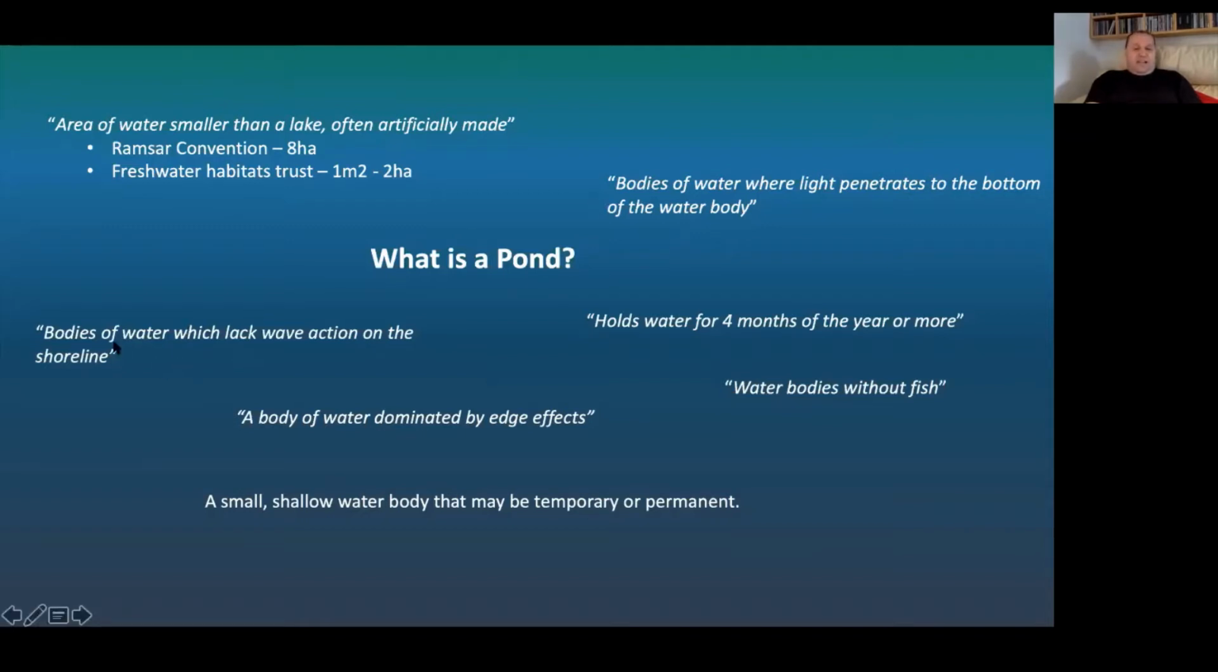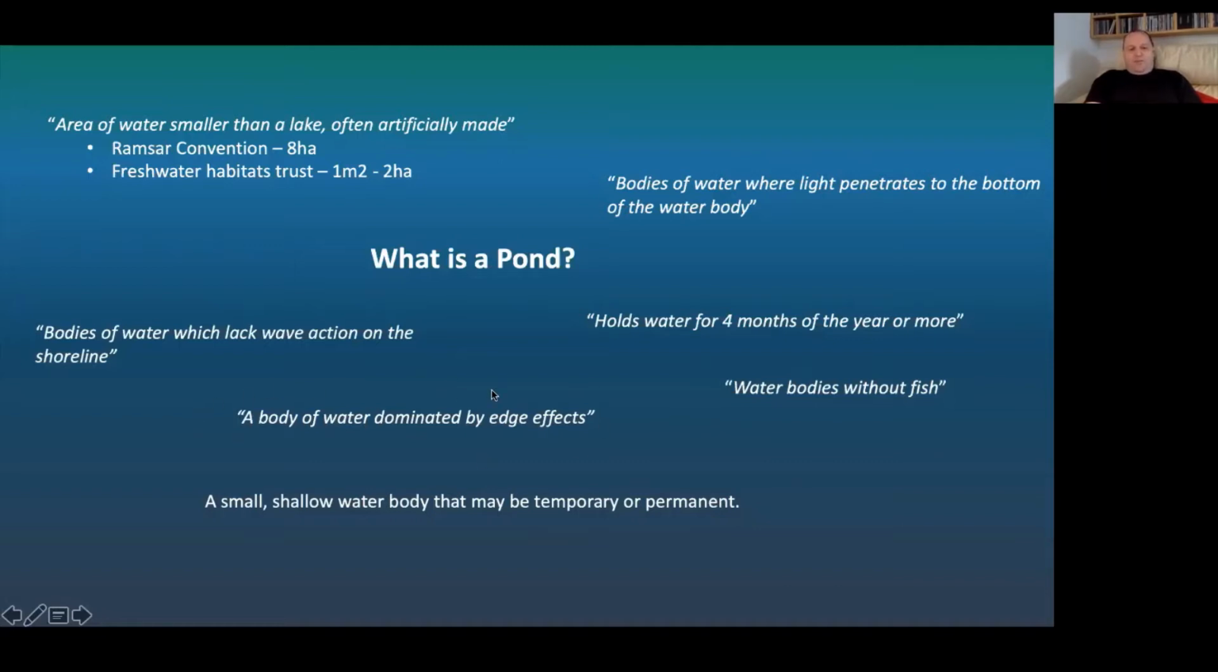Bodies of water which lack wave action on the shoreline. Well, okay, but I don't know how you'd measure that really. Holds water for at least 4 months of the year. Water bodies without fish. That's quite a nice ecological one, although quite a lot of small fish like to live in ponds. This is the one I like the most, although again it's very hard to measure.